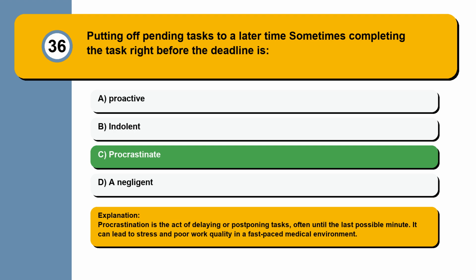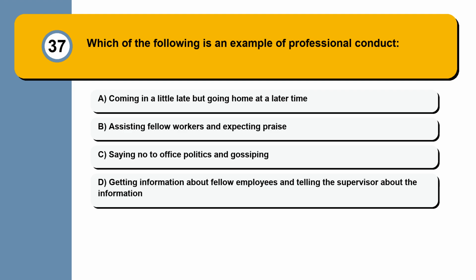It can lead to stress and poor work quality in a fast-paced medical environment. Question 37. Which of the following is an example of professional conduct? Here are your options. Option A, coming in a little late but going home at a later time. Option B, assisting fellow workers and expecting praise. Option C, saying no to office politics and gossiping. Option D, getting information about fellow employees and telling the supervisor about the information.